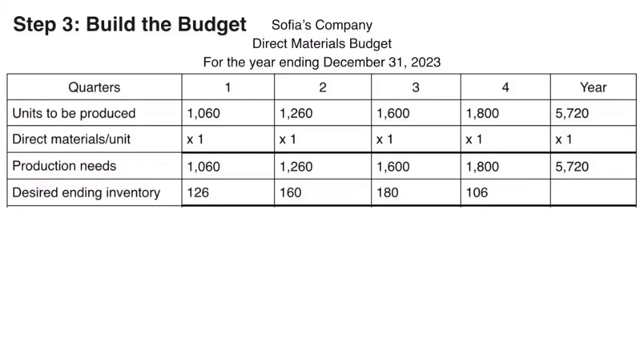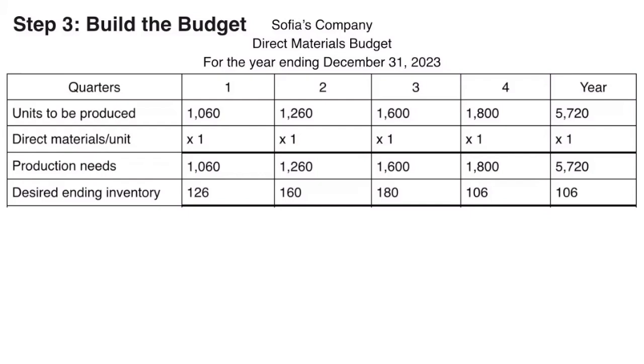To test your knowledge, I have blocked out the year amount for ending inventory to see if you can remember how we solved it in the production budget. Pause the video to give yourself more time if need be. So the year amount is 106.